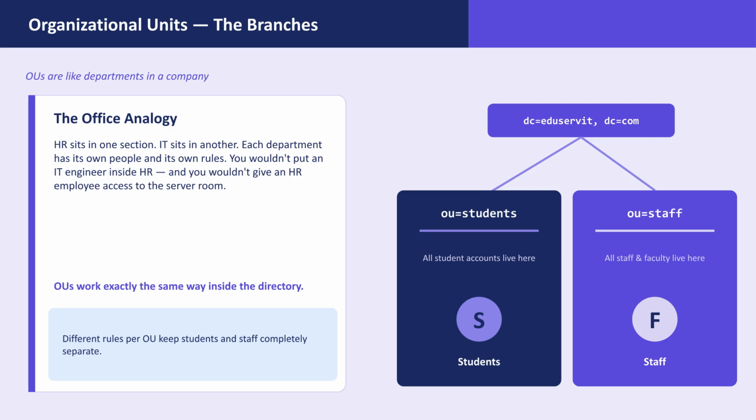In our EduServe IT directory, we have two OUs. OU=students. All student accounts live here. OU=staff. All staff and faculty accounts live here. By placing students and staff in separate OUs, the directory administrator can apply different rules to each one. A student account will never get the same access as a payroll administrator because the directory keeps them in completely separate containers, just like separate departments in an office. That is all. An OU is an organized container that groups similar identities together so they can be managed separately and securely.